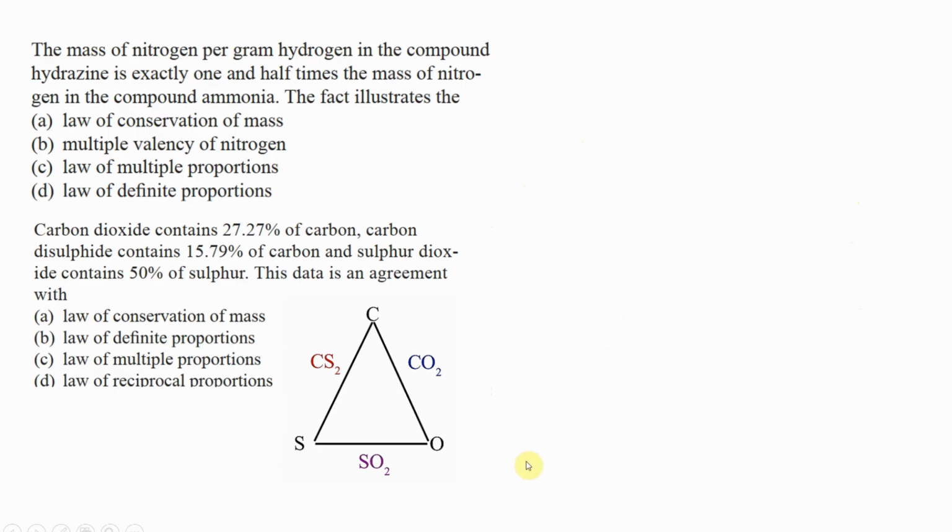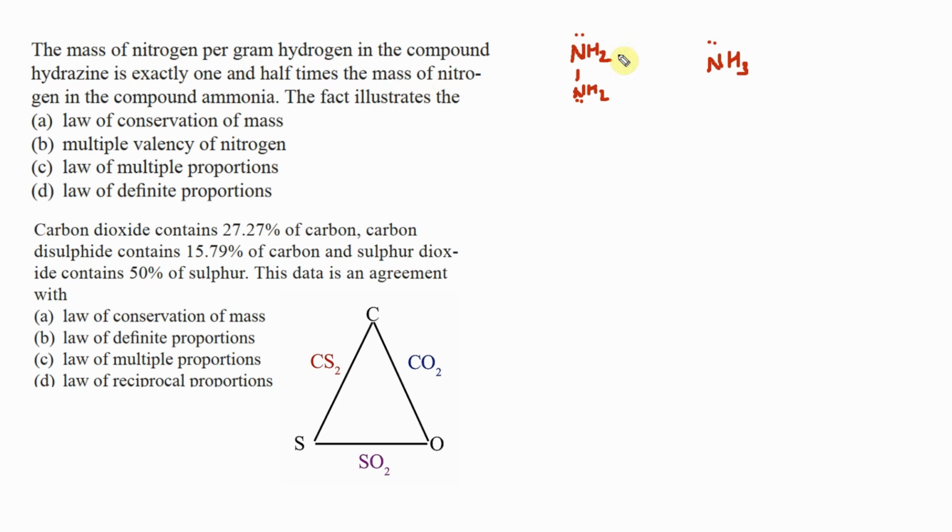Alright, now let's look into a couple of questions from our worksheet that we have done. The mass of nitrogen per gram of hydrogen in the compound hydrazine. So, hydrazine is NH2. NH2 we have also seen in coordination chemistry. It's a bidentate ligand, but the denticity is only 1 because of the 3-member ring. It's exactly 1/2 times the mass of nitrogen in the compound ammonia.